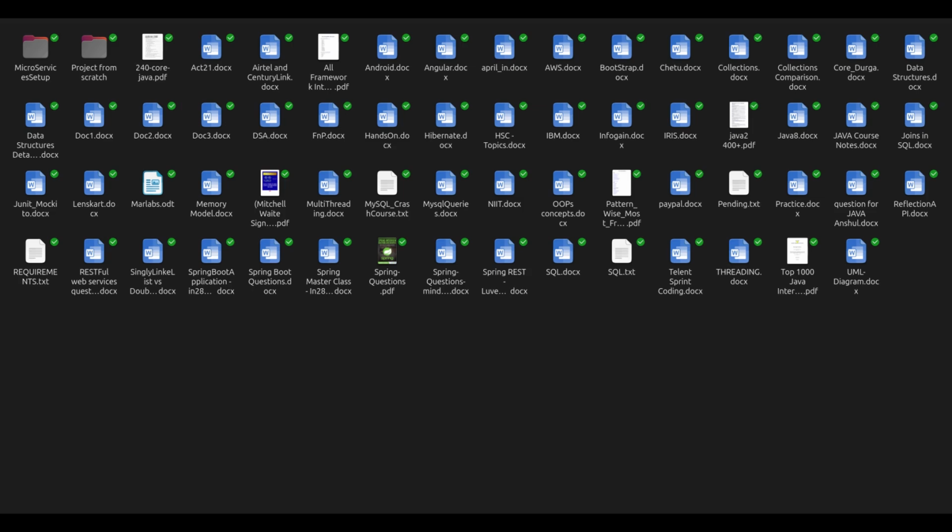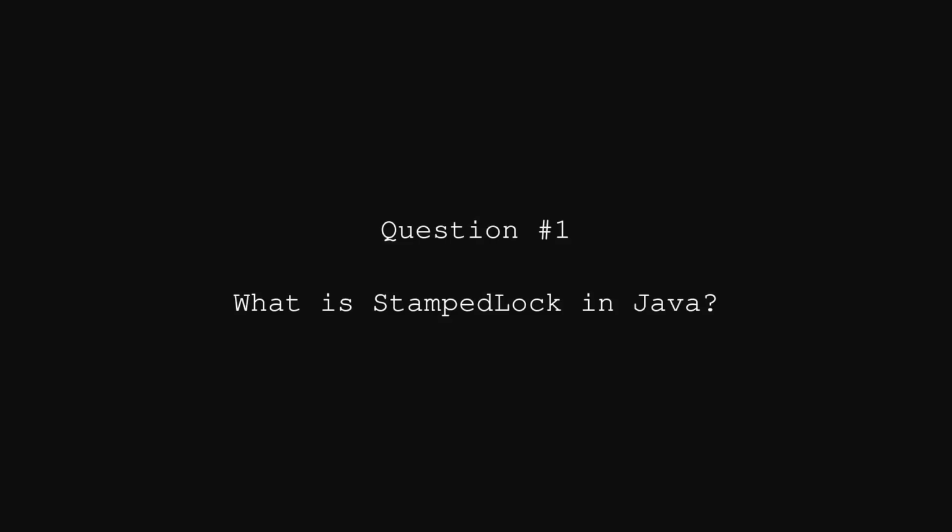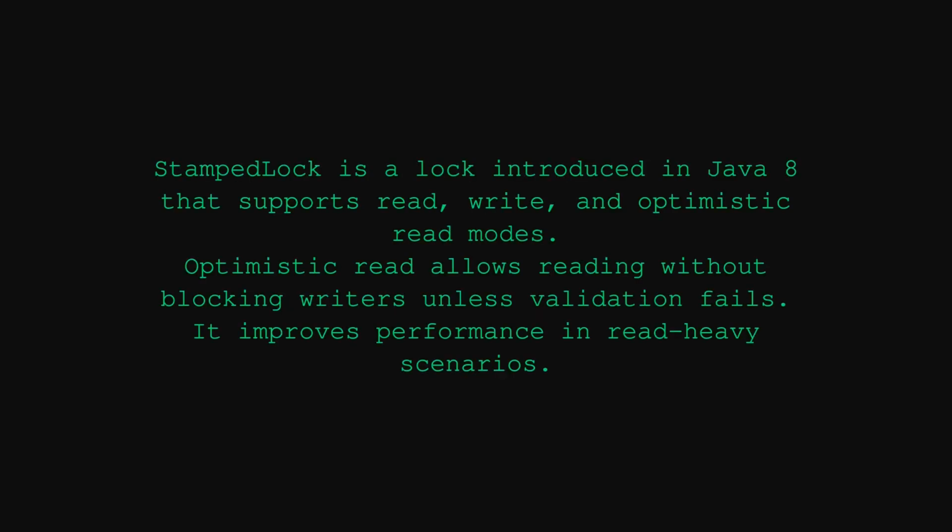Let's not waste any time and start. Here we have a Java interview question. What is stamped lock in Java? Stamped lock in Java is a lock introduced in Java 8 that supports read, write, and optimistic read modes. Optimistic read allows reading without blocking writers unless validation fails. It improves performance in read-heavy scenarios.